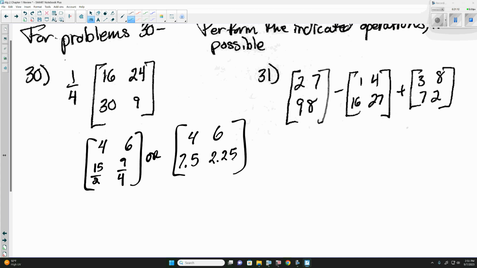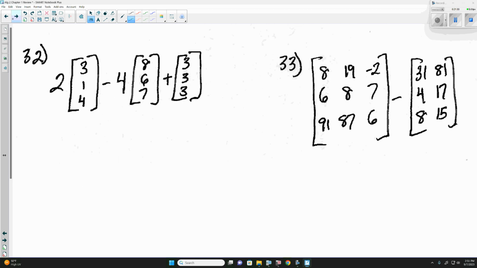Questions on this here? Questions on the 31 on the board or 33, I believe, on your paper? Questions on either one of these here? We do 34 and 35. These two? Yeah.